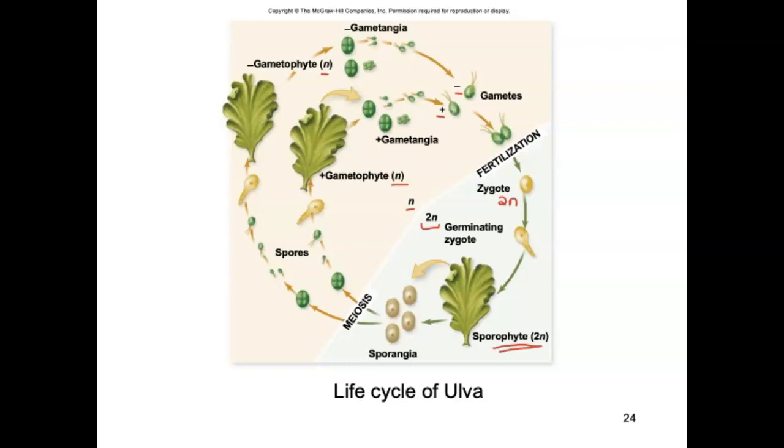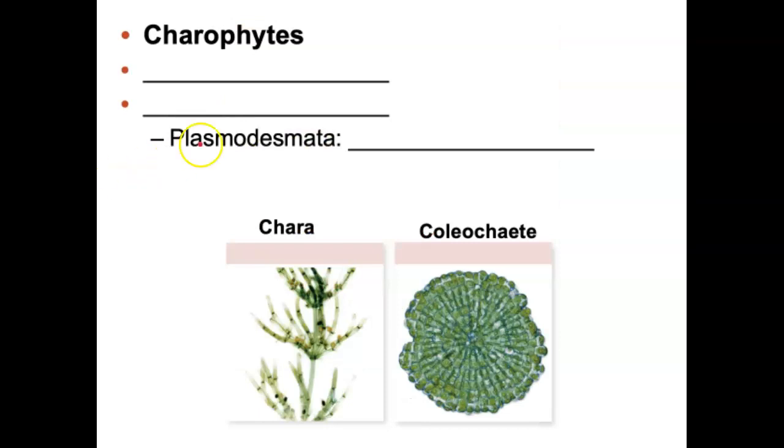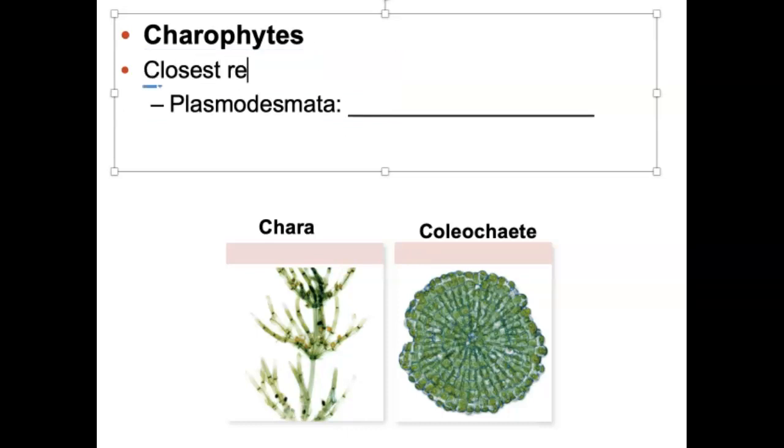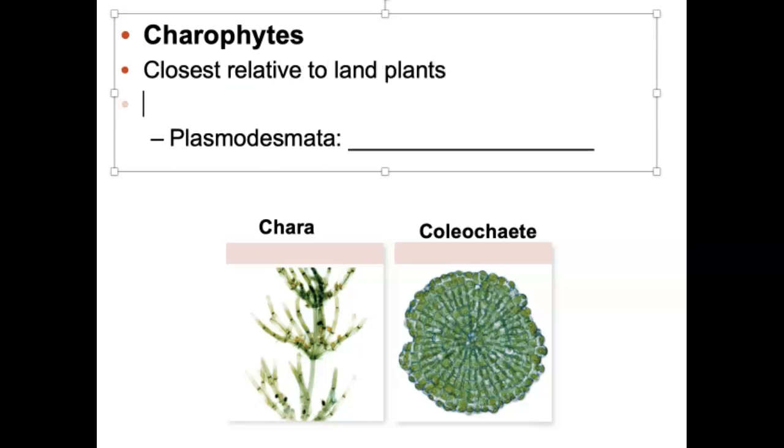So is that just kind of a weird, goofy way of reproduction? So, okay. So that takes care of the chlorophytes. Now we want to take a quick look at the charophytes. So this is another type of green algae. Charophytes fall under the green algae. These guys are the closest relative to the land plants.